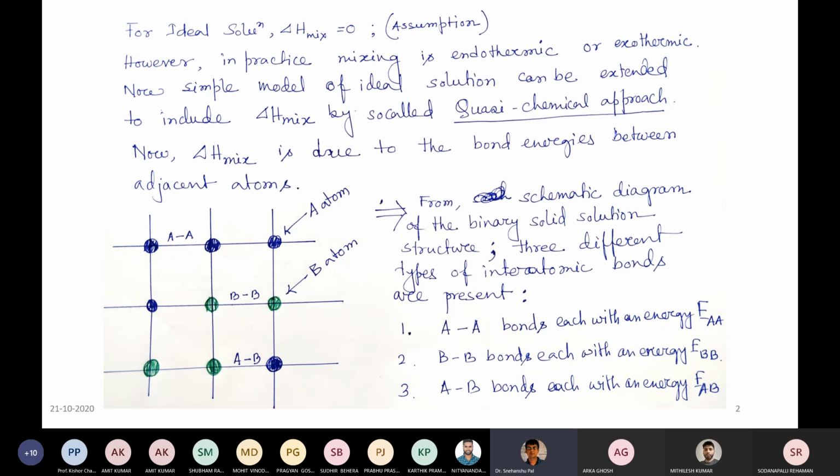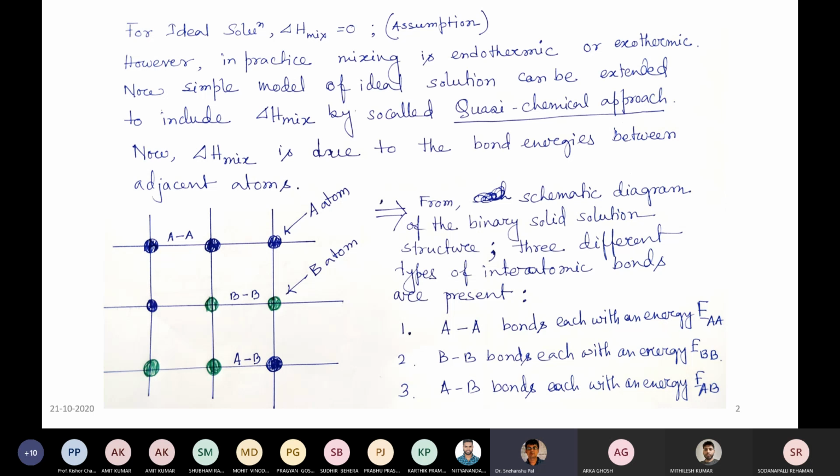What does del H mix equal to 0 mean? It means the A atom neither repulses nor attracts the B atom. But here, the A atom can repulse or attract the B atom. That is why the del H mix part should be considered. In the figure, A and B atoms are randomly distributed, and three types of bond can form. If you see the schematic diagram of the binary solid solution structure, you can find three different types of interatomic bonds.